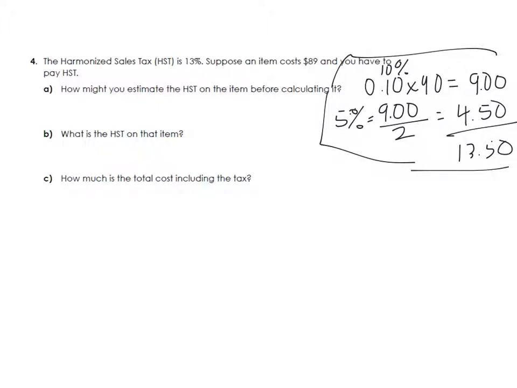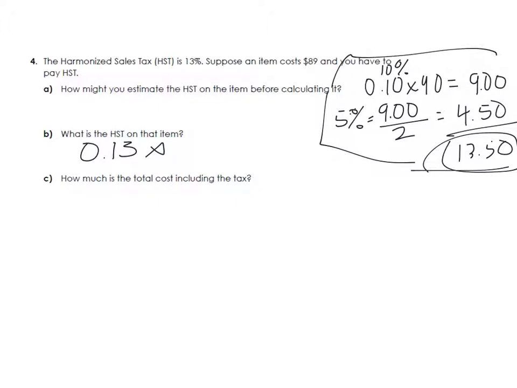10% of 90 is $9. 1% of 90 is 90 cents. I need to get 3% from 10 to get to 13%, and if 1% is 90 cents, then 3% is $2.70. $9 plus $2.70 equals $11.70, and you'll see that's a closer estimate than this $13.50. But this is one way that you could do it. Let's not stress too much about that. You need to know how to be able to use your calculator.